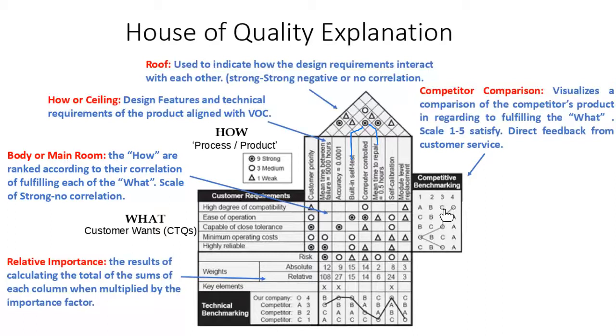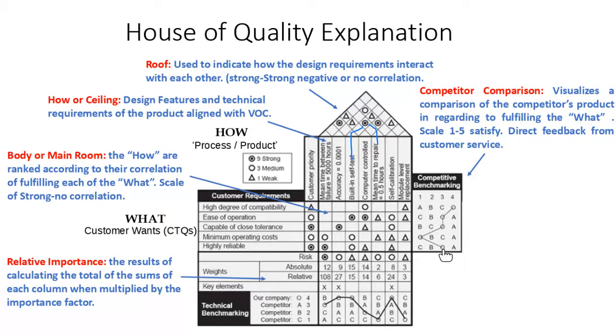The C is another competitor. Another competitor's name is B, as well as A. So this is where we are standing in terms of those customer requirements. Let's look at where we are strong. We are strong on high degree of compatibility. But we are weak on the minimum operating cost. That means our operating cost is very high compared to the other competitors.